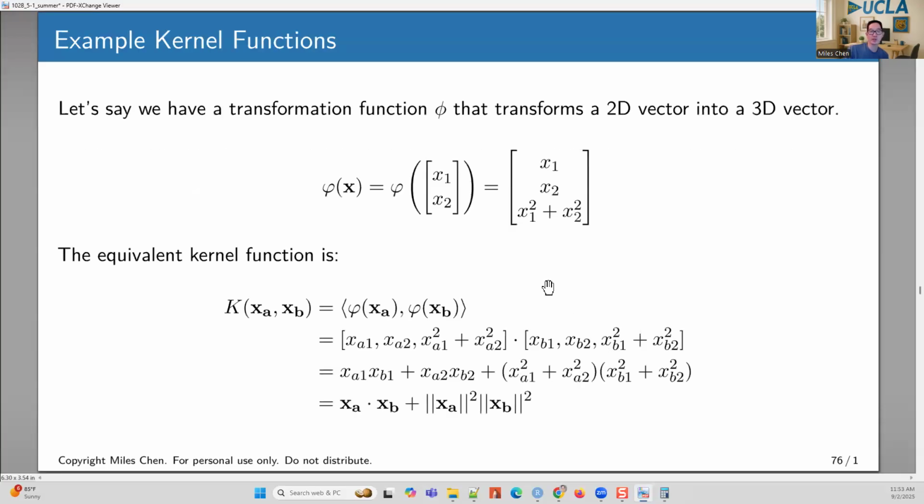But then you have these other functions. Here we're going from 2D to 3D. If we apply this phi transformation function, we can go from x1 and x2 into a three-dimensional point: x1, x2, and then our third coordinate would be x1 squared plus x2 squared. And the equivalent kernel function would be x_a dot x_b plus the norm of x_a squared and the norm of x_b squared, right? And this will give us the same results.